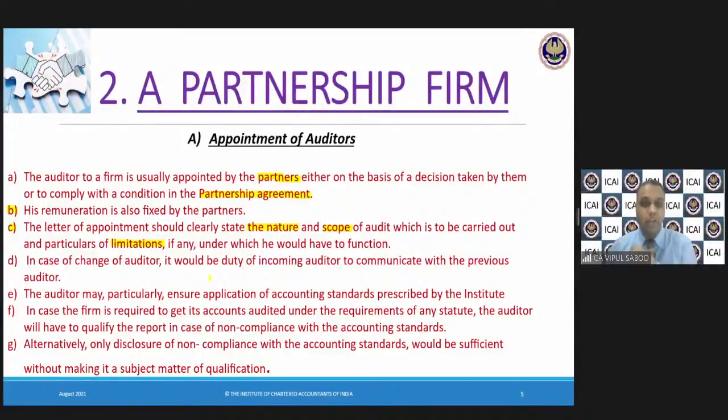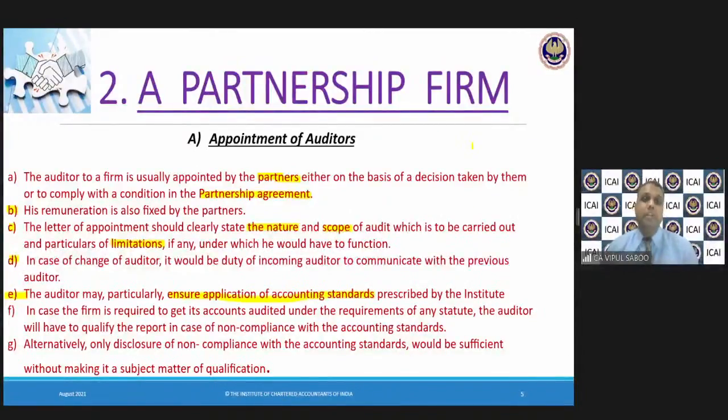Again, point number D, what Jamila asked me, in case of change of auditor, duty of incoming auditor to communicate with the previous auditor. The auditor may particularly ensure application of accounting standards prescribed by the institute. So you have to ensure application of accounting standards.